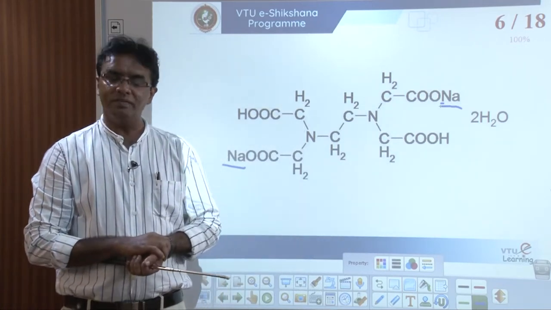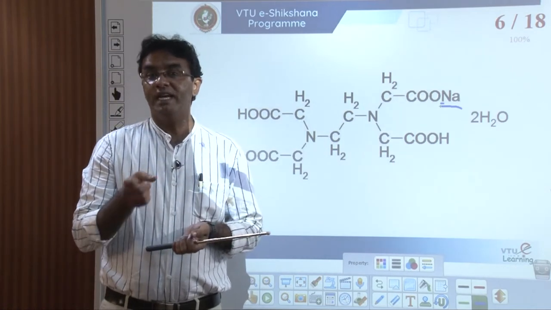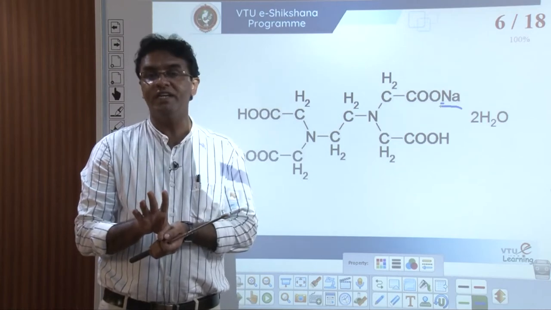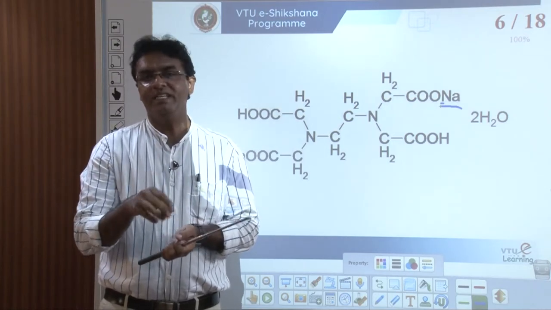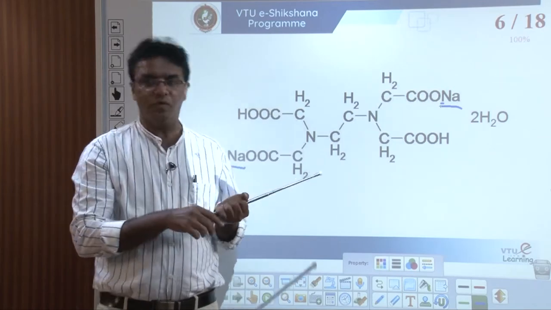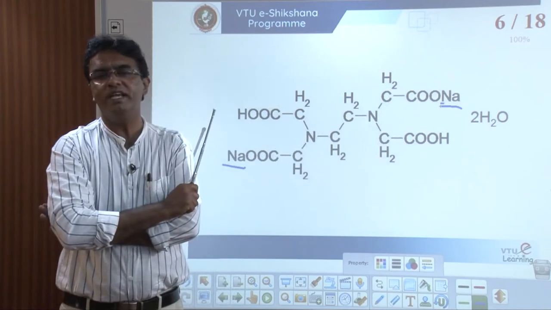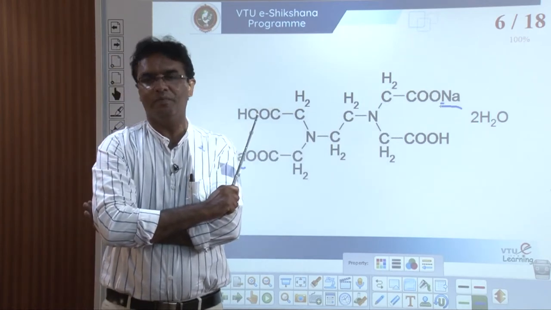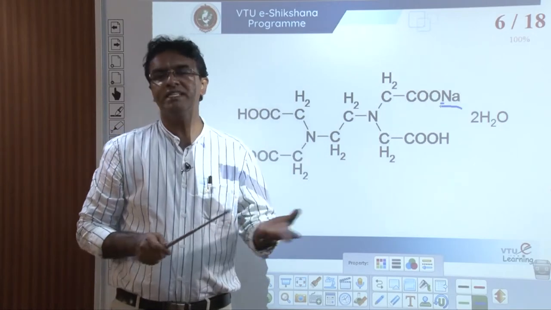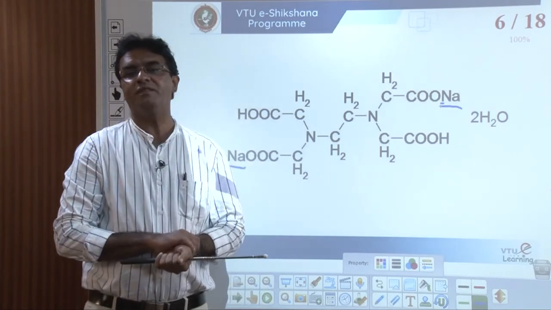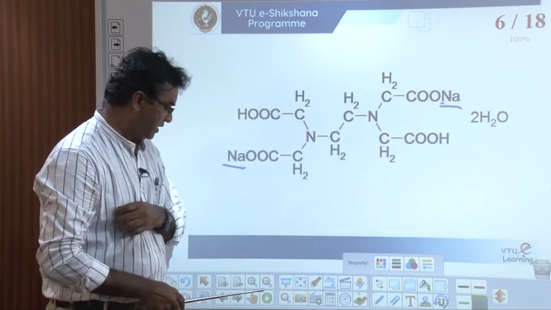Therefore, in the determination of hardness of any given water sample, we use the standard solution of disodium salt of EDTA. We don't use the standard solution of EDTA. In terms of reactivity, both of them are the same. The only thing is the solubility of disodium salt of EDTA is more than the plain or normal EDTA. That's the reason, this will help us in preparing the standard solution of EDTA. Cleared?